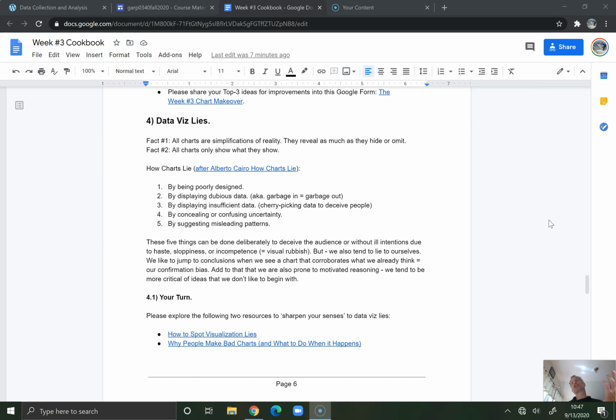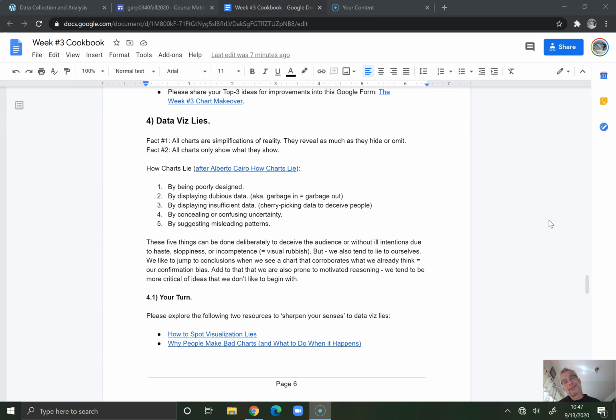So you can't expect the chart to show you everything, because in fact, number two, all charts only show what they show, right? Whatever they don't show, you can't make any inferences about. You know what I'm saying? So there's data that's being displayed in your chart and that's it. There's always more to it, right?